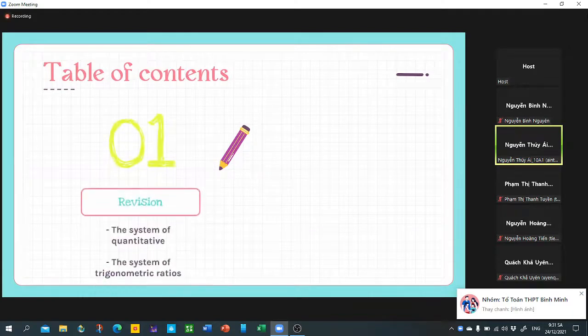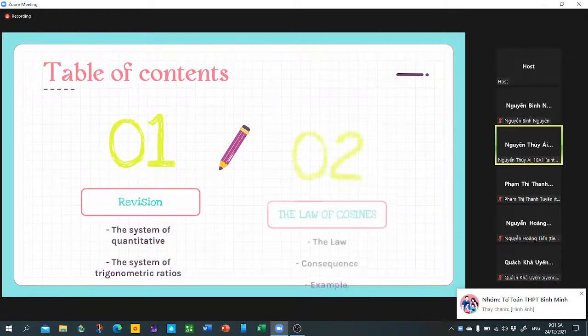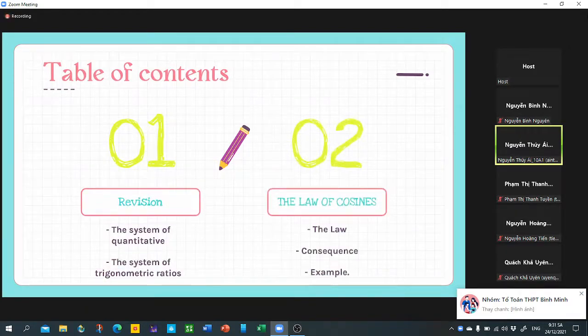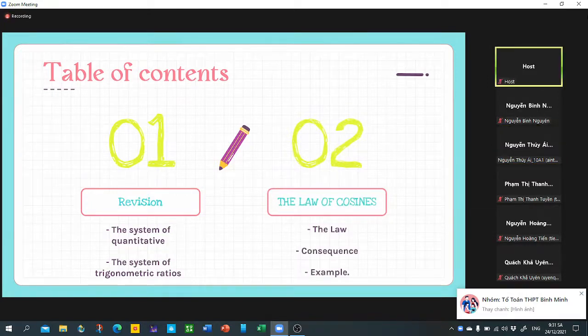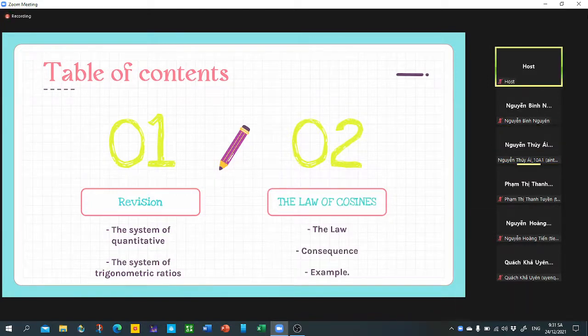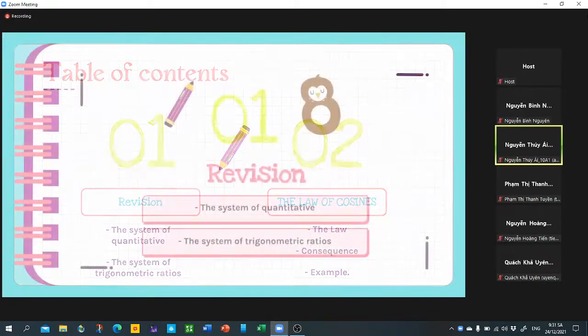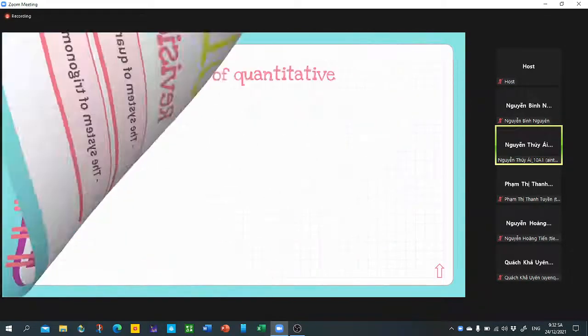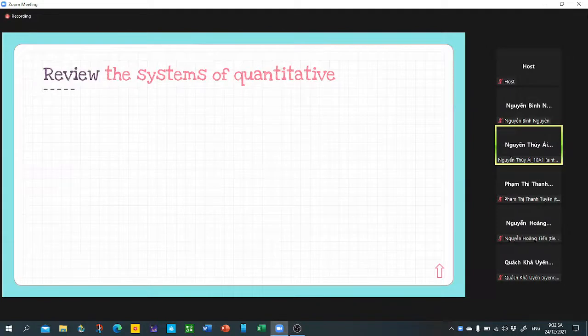We have two contents: the revision and the law of cosines. Before learning the law, let's do some revision. First is the system of quantities.